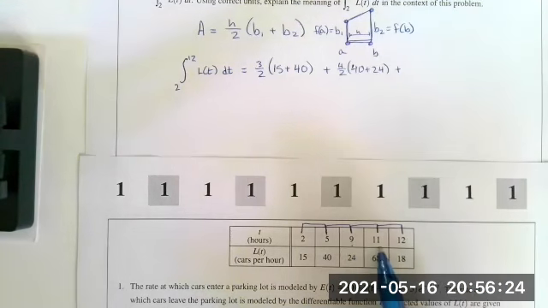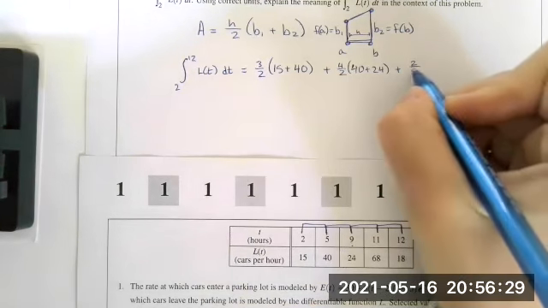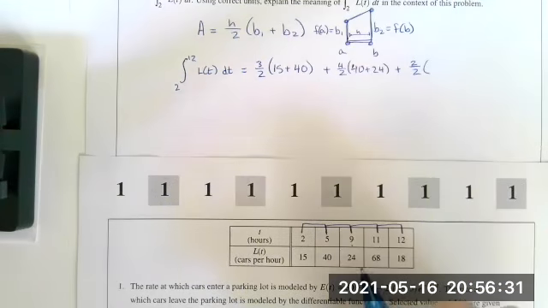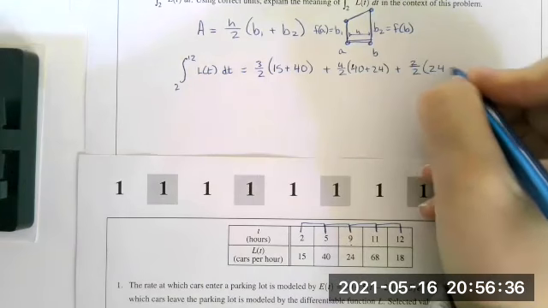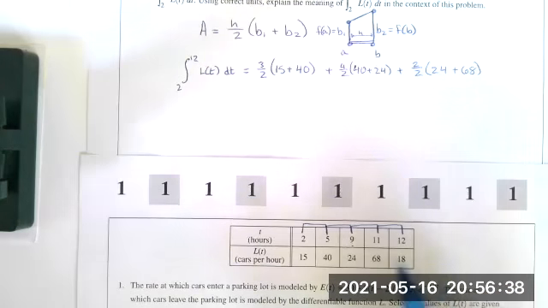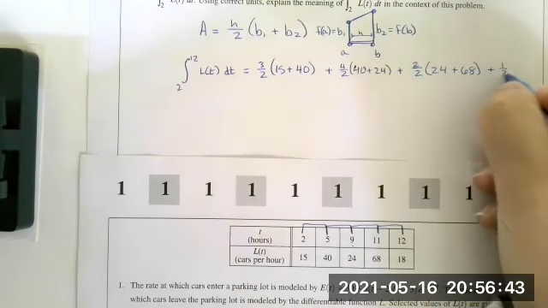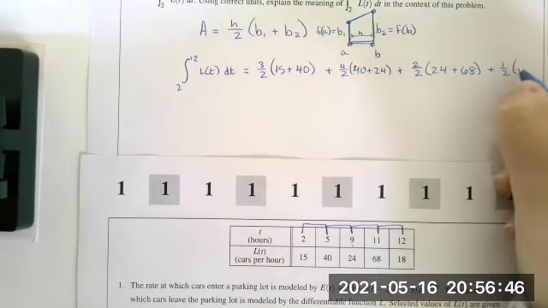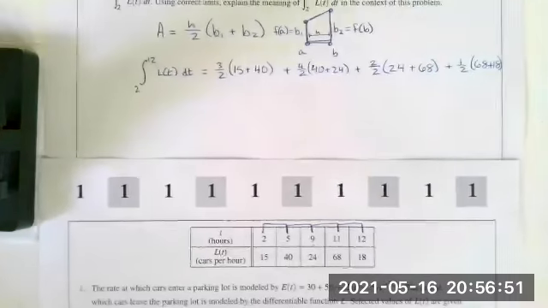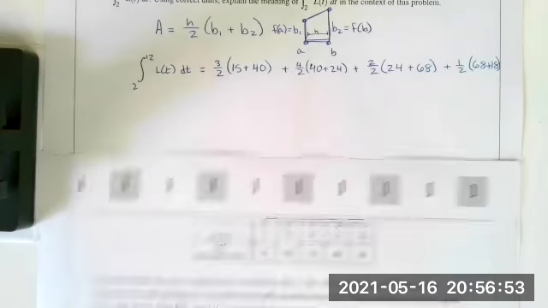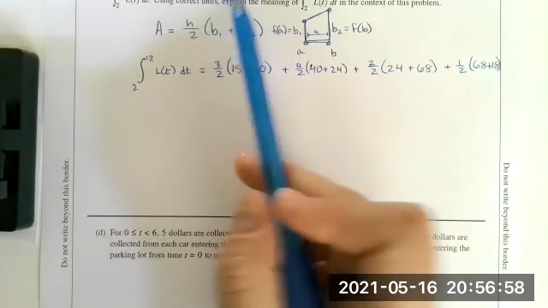Next trapezoid, between 9 and 11, has a width of 2, and the 2 bases are 24 and 68. And then finally, between 11 and 12, a width of 1, and the 2 bases are 68 and 18. All right, almost went off camera there. So there's the setup using the table. Let's see, do I need to do anything else?